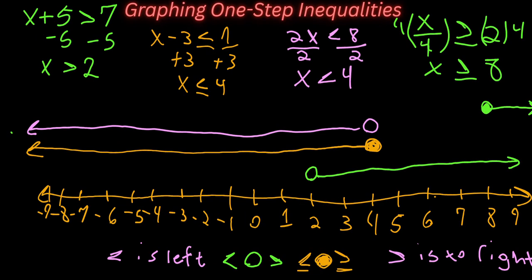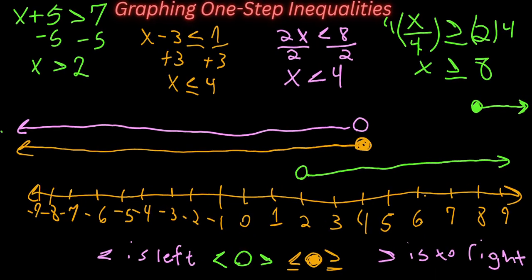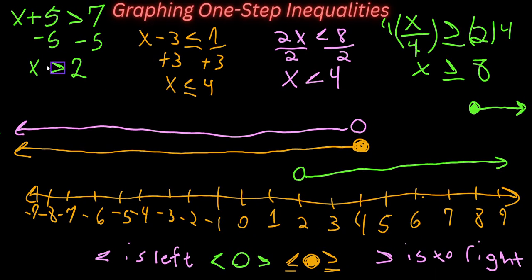So just to be clear, in this problem here, this is saying that x is greater than 2. So every number greater than 2 is a solution to this inequality. Here, x is less than or equal to 4. So every number less than 4 or equal to 4 is a solution to this inequality. And this is a graphical representation of that.